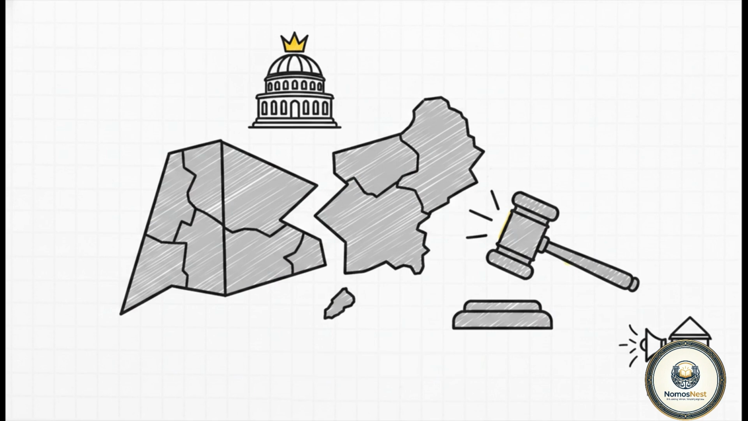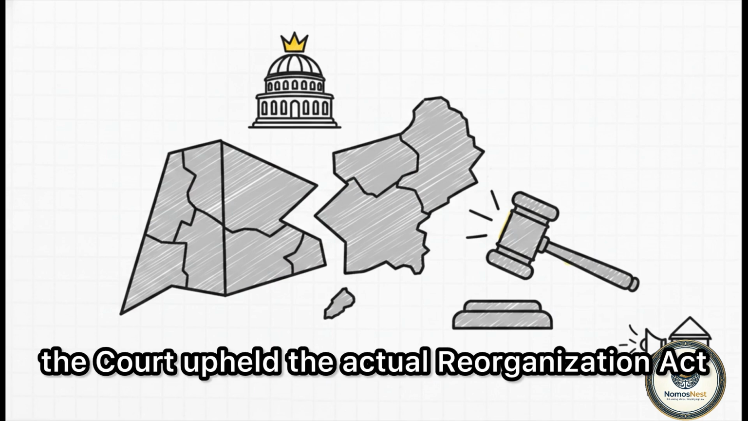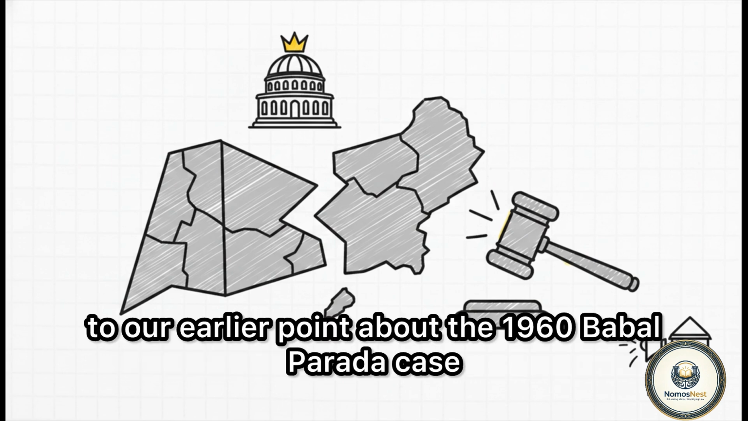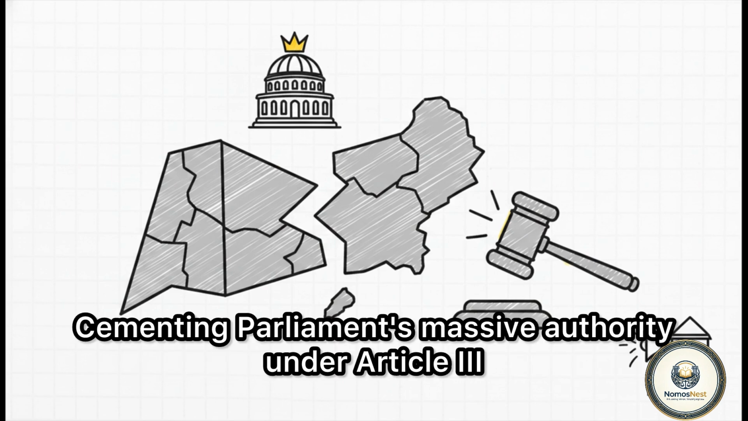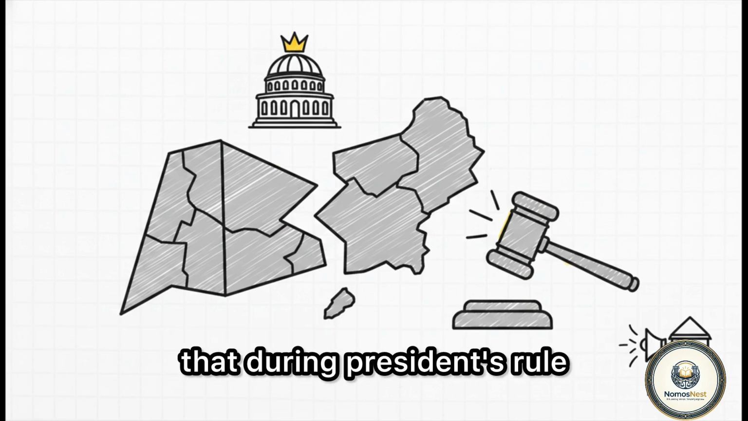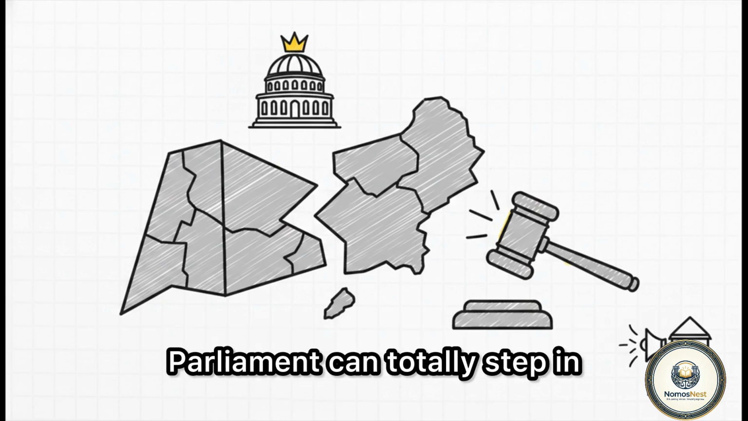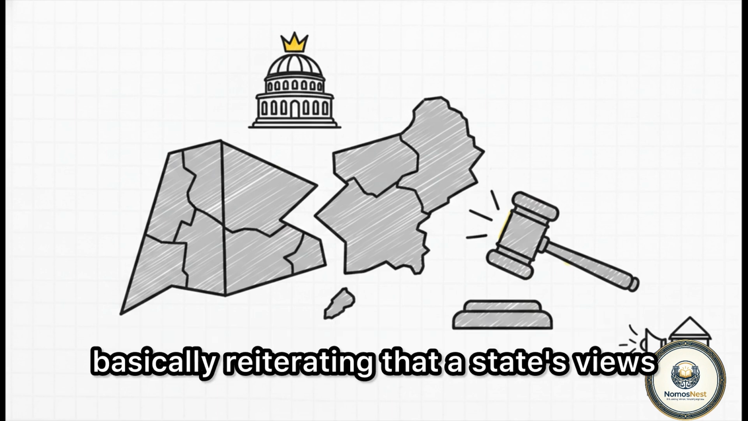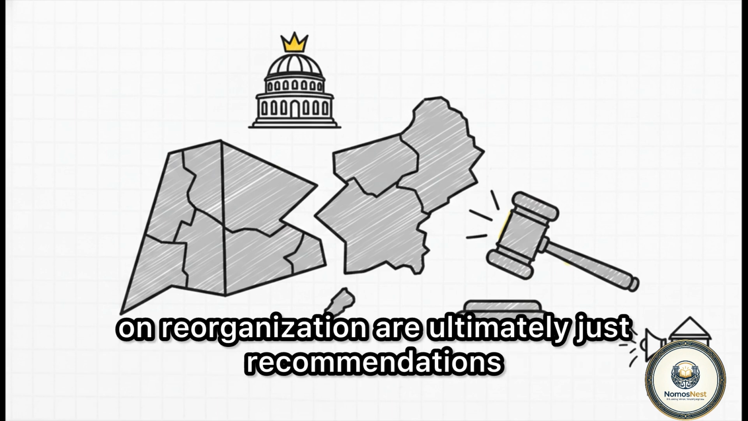On top of that, the court upheld the actual Reorganization Act that split the state. And this is where it ties beautifully back to our earlier point about the 1960 Babulal Parate case. Cementing Parliament's massive authority under Article 3, the court confirmed that during President's rule, Parliament can totally step in and validly exercise the powers of the state legislature, basically reiterating that a state's views on reorganization are ultimately just recommendations.